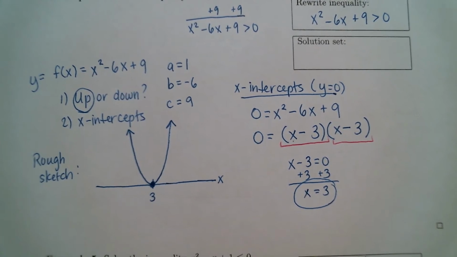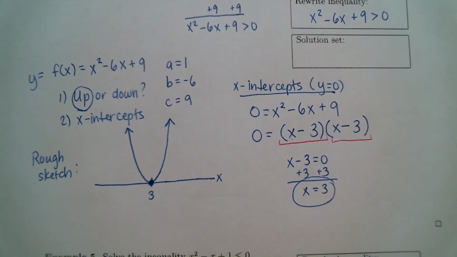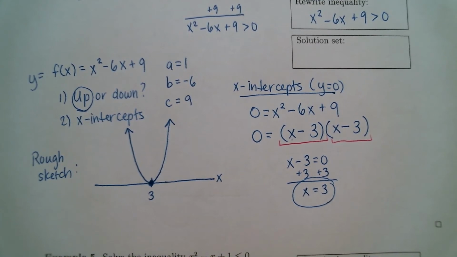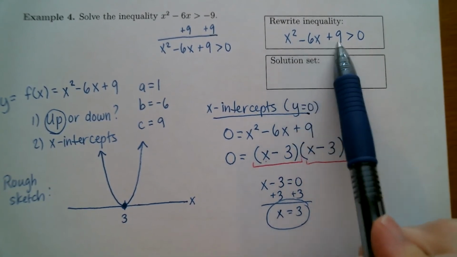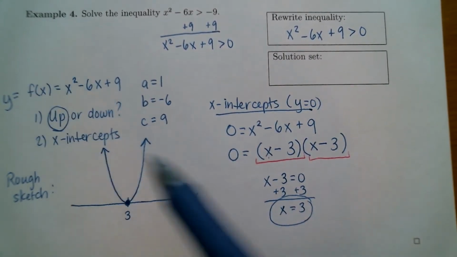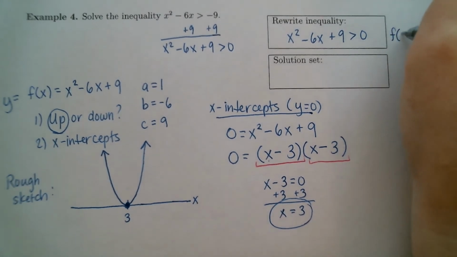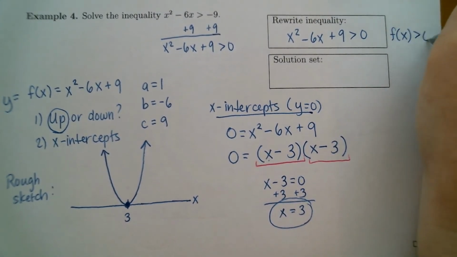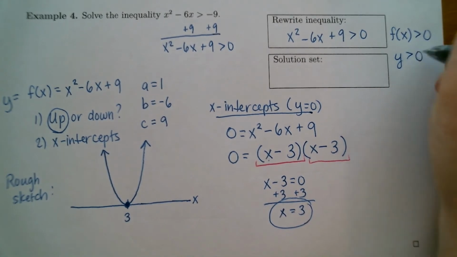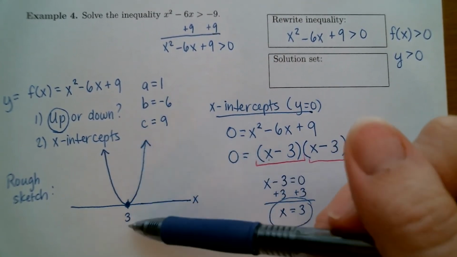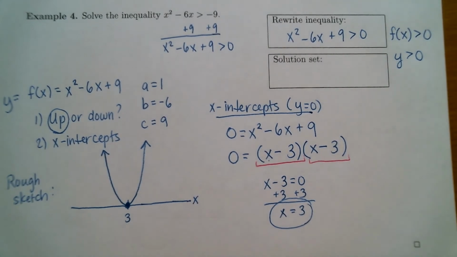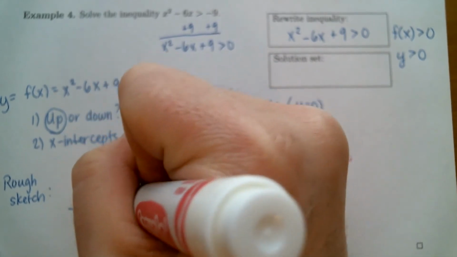Now we need to figure out if we need to look above or below the x-axis to solve the inequality. Going back to our box up here, remember this is our f of x. We're trying to figure out when f of x is greater than 0, and f of x is the same thing as y. We want to know when our y values are strictly greater than 0. You have positive y values when you are above the x-axis. So we'll trace out our part of the parabola that we need.